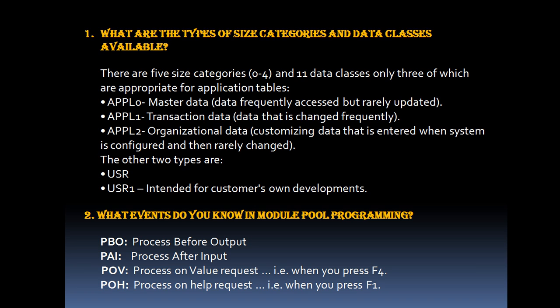Now it is APPL 0, 1 and 2. Now 0 is for master data, 1 is for transaction data and 2 is for organizational data, right? And the other 2 types are USER and USER 1. Now this is used when you have this for customers' own development. So these are hardly used. We generally use APPL 0, 1 and 2.